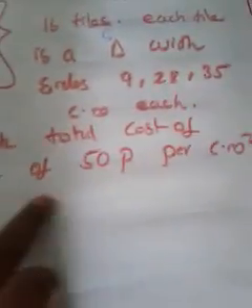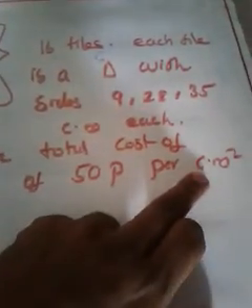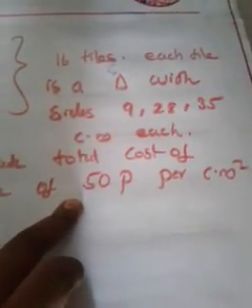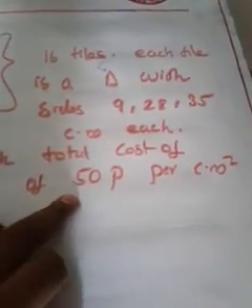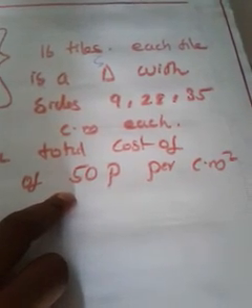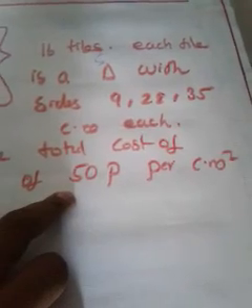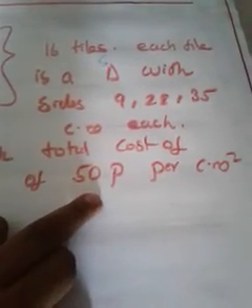See, 50 paise per centimeter square. It means for 1 centimeter square, 50 paise. Then what will it be for 2 centimeter square? 100 paise. That means 1 rupee. Then what about 3 centimeter square? 3 into 50, 150 paise. This is given in paise.